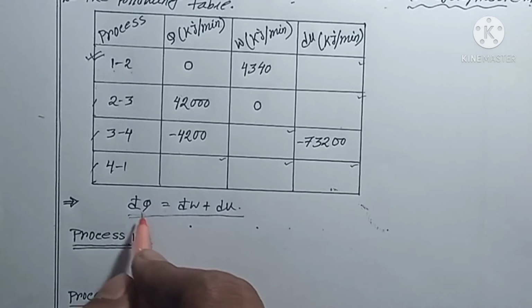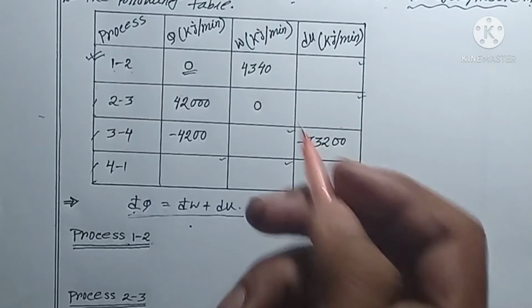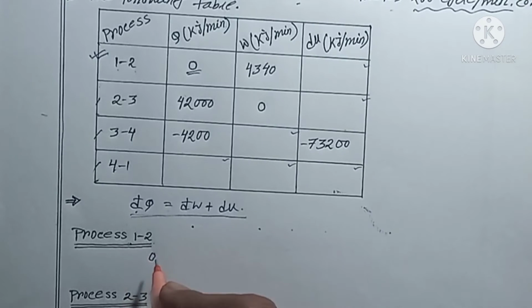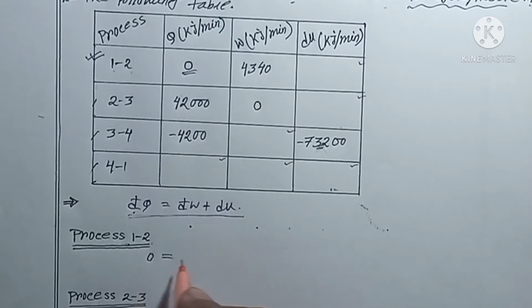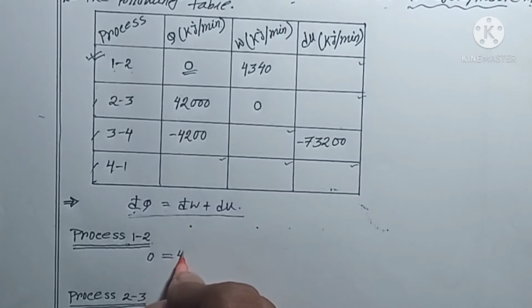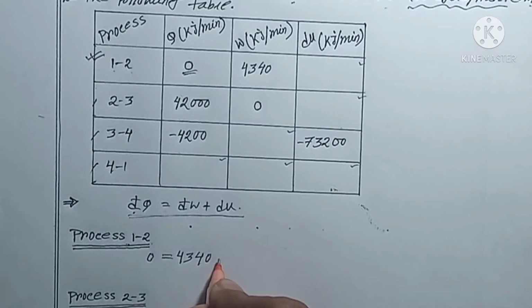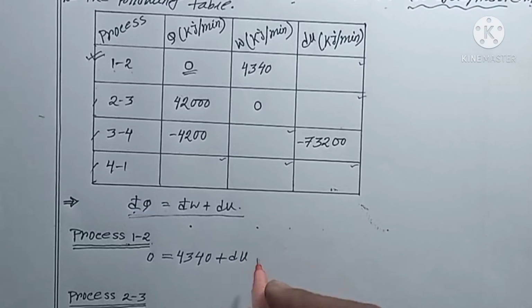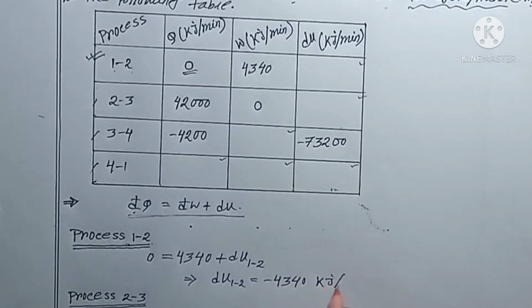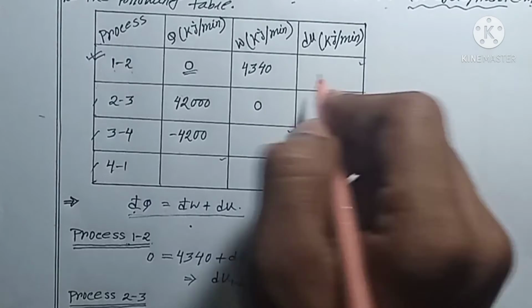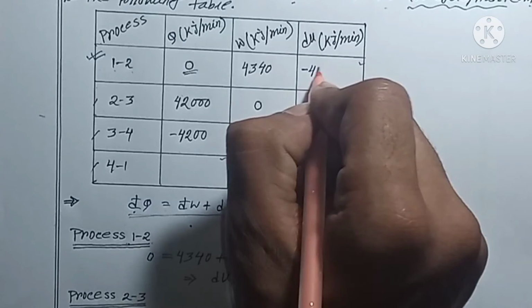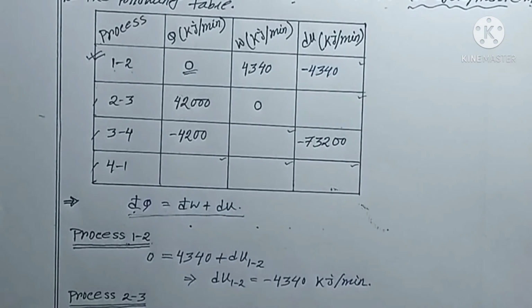So for process 1 to 2, dq is given as 0 kilojoule per minute. So just put 0 kilojoule per minute equals dw, which is given as 4340 kilojoule per minute, plus du, which we have to find, and du for which process? For process 1 to 2. So from here I can write du 1 to 2 is minus 4340 kilojoule per minute. So this blank can be filled by minus 4340 kilojoule per minute.